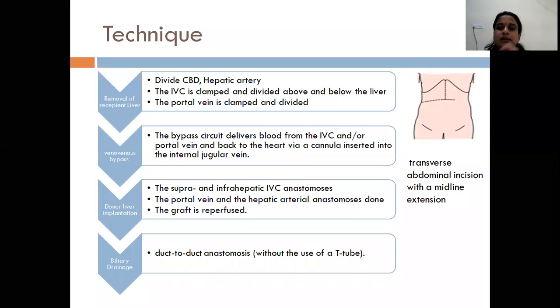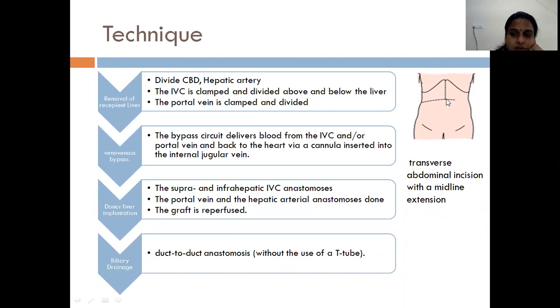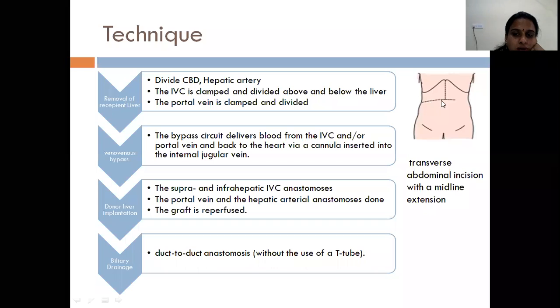So what is the technique? This is the incision in the recipient. A transverse abdominal incision is given with a midline extension up to the xiphisternum. This is the incision that is given for liver transplantation.